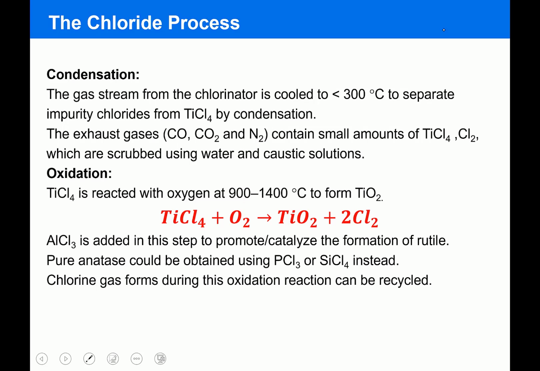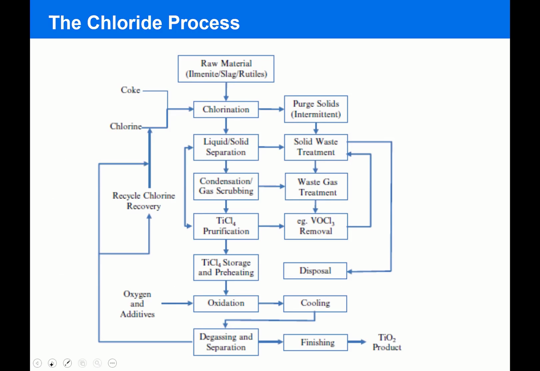So in this step, aluminum chloride is added to catalyze the formation of rutile, and alternatively, we can use phosphorus trichloride or silicon tetrachloride to obtain anatase. The chlorine gas that forms during this oxidation reaction can be recycled and used in the chlorination step in the beginning of the process.